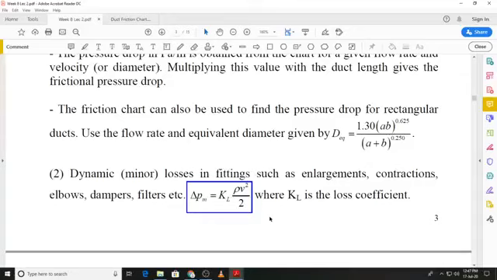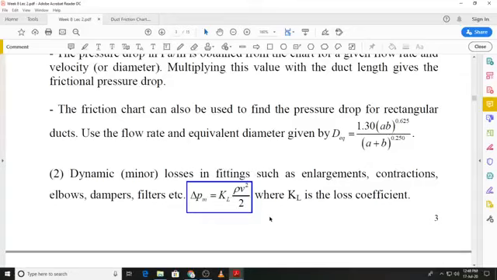duct systems. Okay. If you look at the friction chart, I will again bring it up later on, but if you look at that chart, you will see that it gives us also the diameters and velocities in the duct system. Because we have the diameters over there, it means that chart is for a circular duct. But we can also use the friction chart to find out the pressure drop for rectangular ducts.